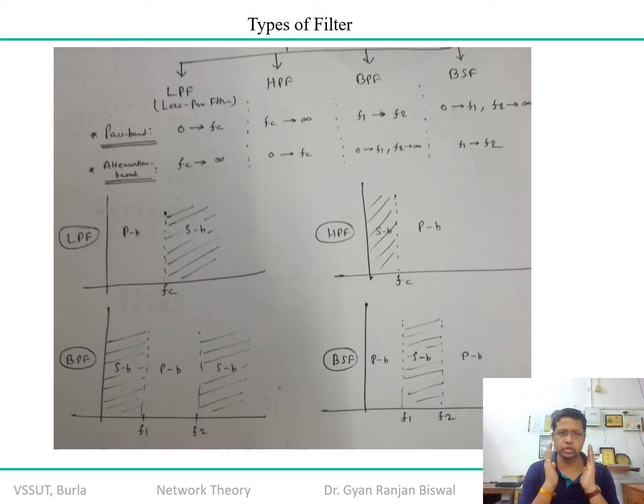So it is used to stop that particular frequency, and the rest is a don't care condition, so it may be able to pass. Practically, the notch filter is nothing but an example of a band pass filter, a class of a band stop filter. I'm sorry, not band pass, it's a band stop filter.